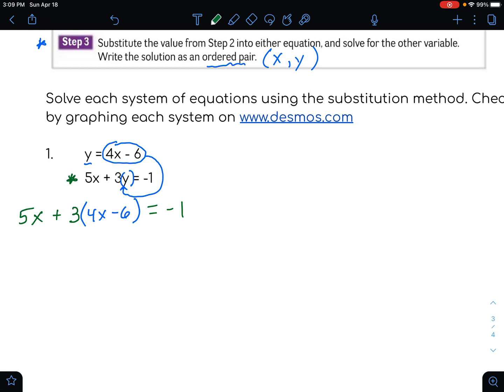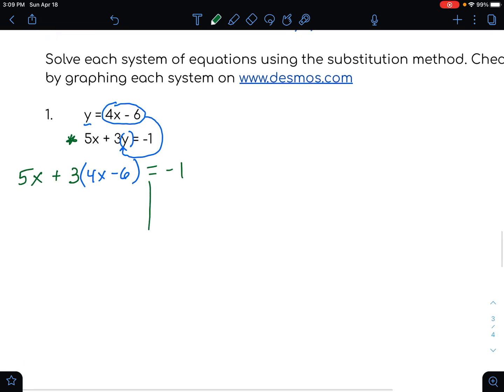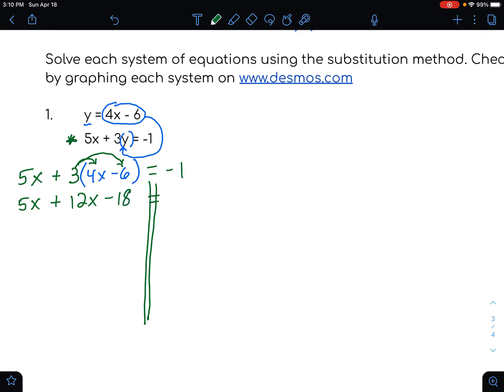Okay, so now we can go ahead and start to do a little bit of that process that we were doing on the previous page and really just solve this equation, right? And you'll have the same steps pretty much every single time here. In other words, you'll usually have a distributive property step to simplify. So 5x plus, 3 times 4x is 12x. 3 times -6 will be a minus 18 equals -1. Okay, so we have that substitution step.